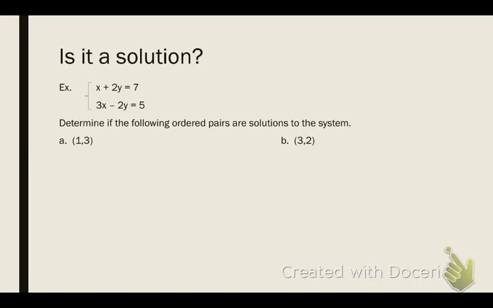So given the system that you see on your screen, you're asked to determine if the following ordered pairs are solutions to the system. Well, whenever we want to check to see if something is a solution, you can use substitution to determine if it satisfies the equation. But what's going to be important here is that it's going to have to satisfy both equations.